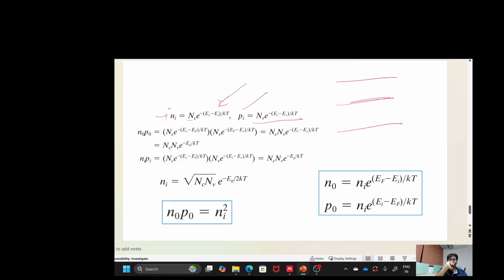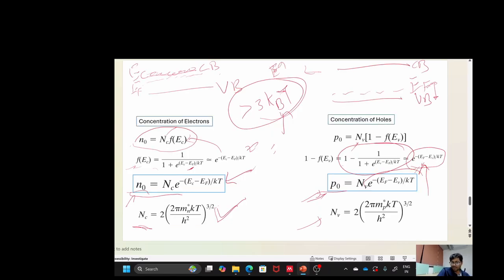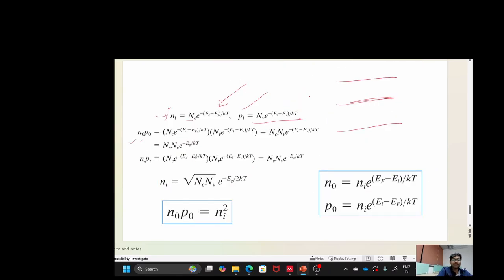Now, in the previous case, this N naught and P naught that we have calculated, just multiply these two and we will see N naught into P naught is equal to Nc into Nv e raised to power minus of Ec minus Ev by kT. So this is nothing but the band gap. When you solve these two by multiplication, whatever is in the power of e will be added together. So what you will get is Nc into Nv into e raised to power minus Eg by kT. This is the N naught into P naught product.